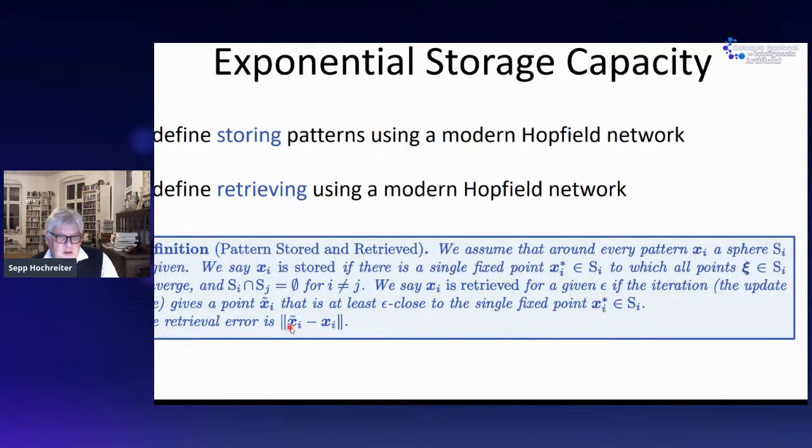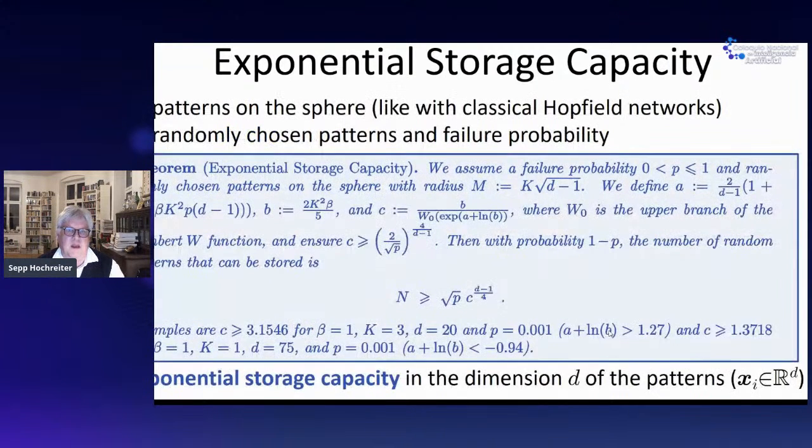So the retrieval error is the Euclidean difference between the point where the iteration ends and the stored pattern, which means this point goes towards the fixed point, and the fixed point still has a certain difference to the stored pattern. But that's our definition of storing and retrieving. Each stored pattern is identified by the fixed point. We go epsilon close to this fixed point. Now with these definitions, we can talk about the storage capacity.